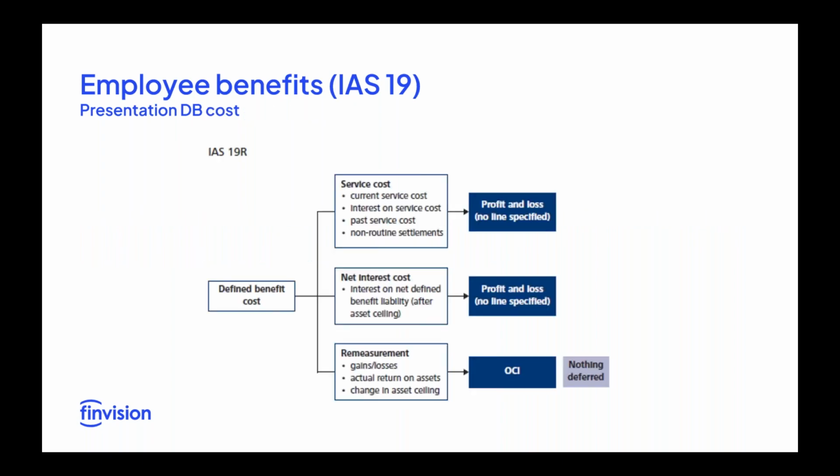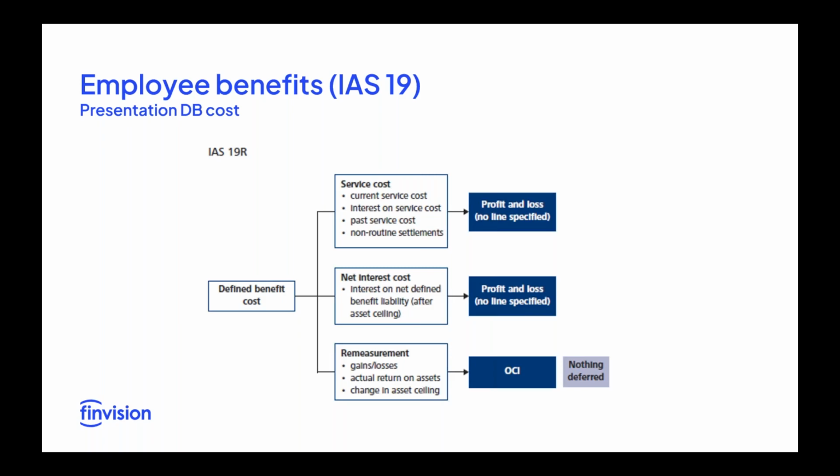Okay, so defined benefit cost will consist of a service cost, like explained, a current service cost. It will have interest on service cost, past service cost. It will have a net interest cost, net because you will net the interest cost from the DBO and the plan assets. Yeah, in the tables you may show it gross, in the net table you will show it net. That will go to P&L.